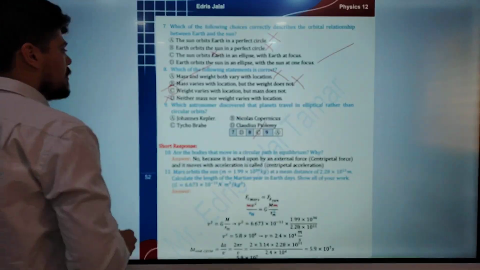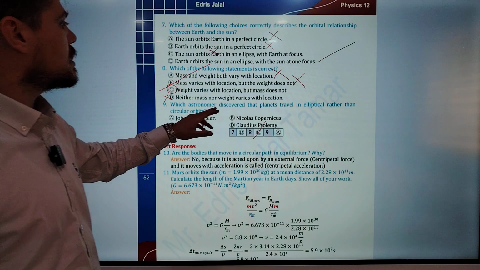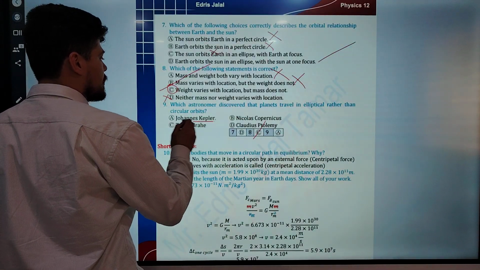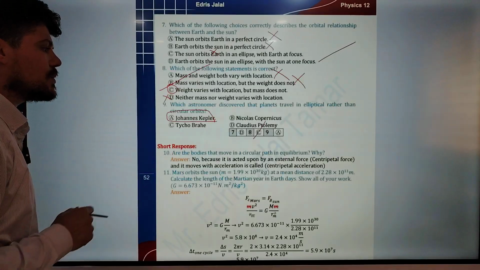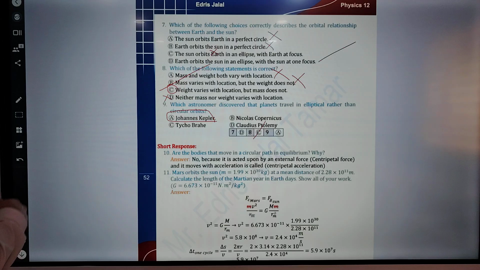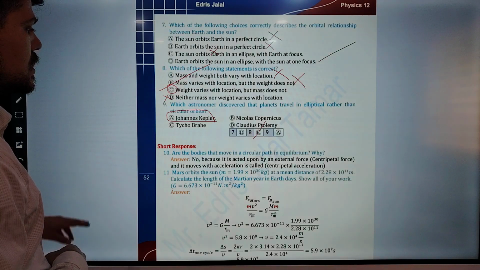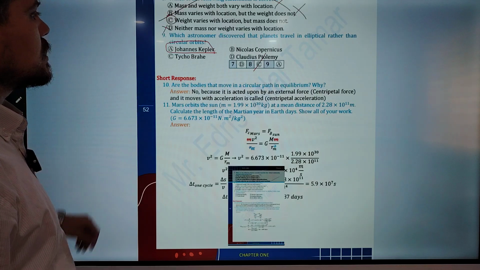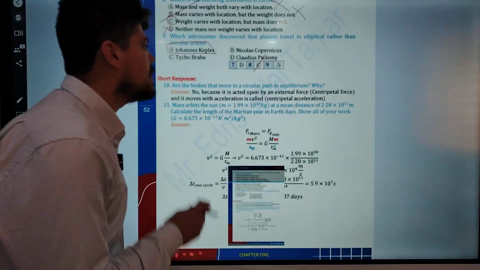C. Okay. Which astronomer discovered that planets travel in an elliptical rather than a circular path? Johannes Kepler. Johannes Kepler was the first scientist who discovered that planets travel in elliptical rather than circular orbits. Okay.